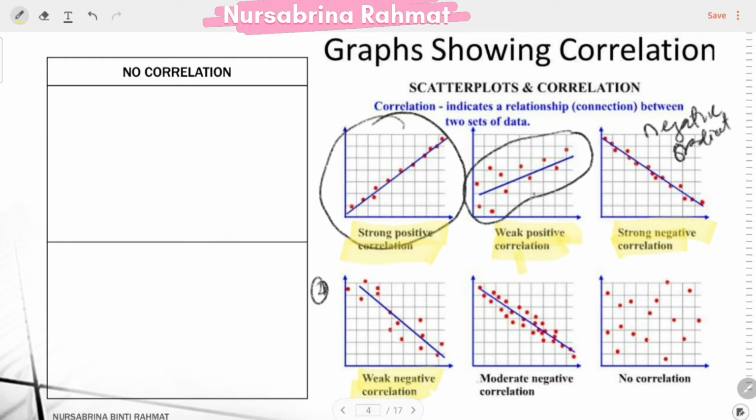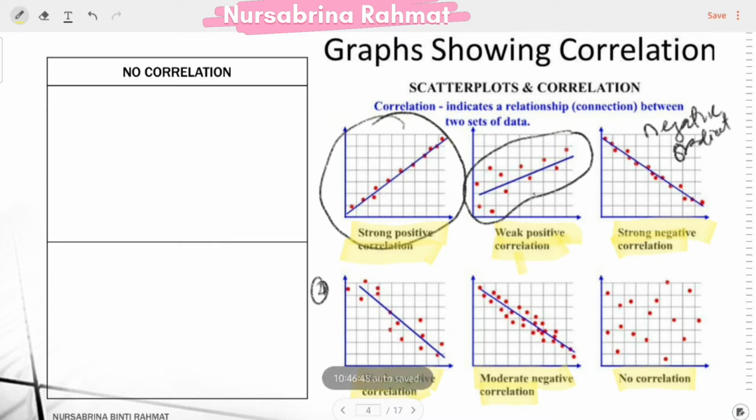Okay, so we also have moderate negative correlation. The points are still close to the line of best fit, but only a few points are located on the line of best fit. So it's moderate. And the last one is no correlation because it does not have a linear relationship between the two variables.